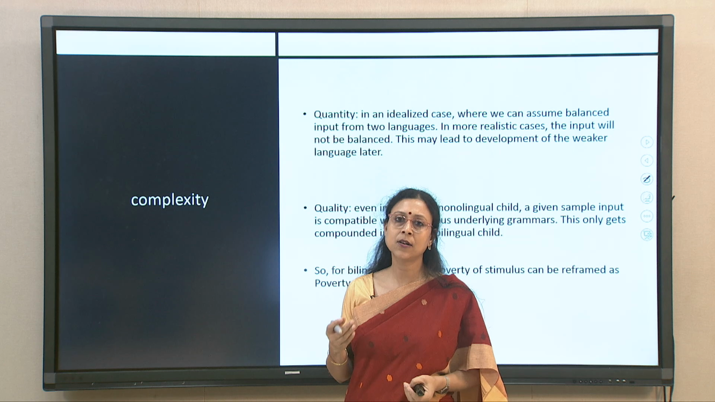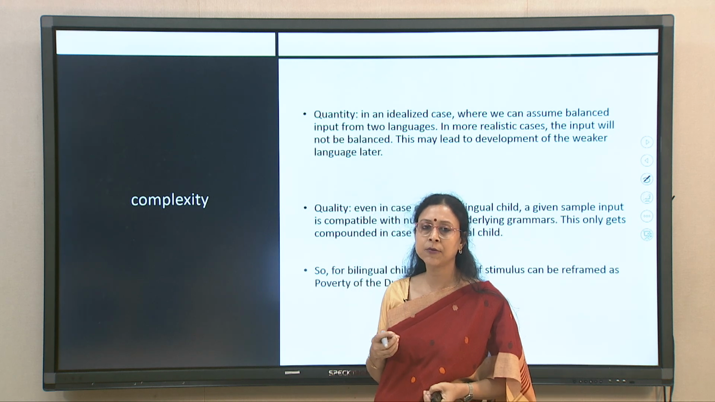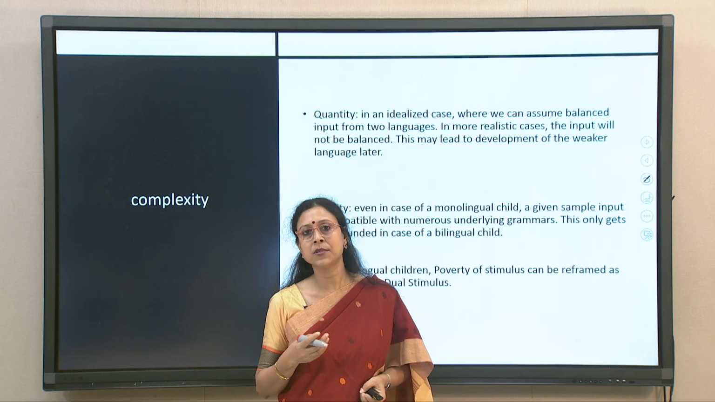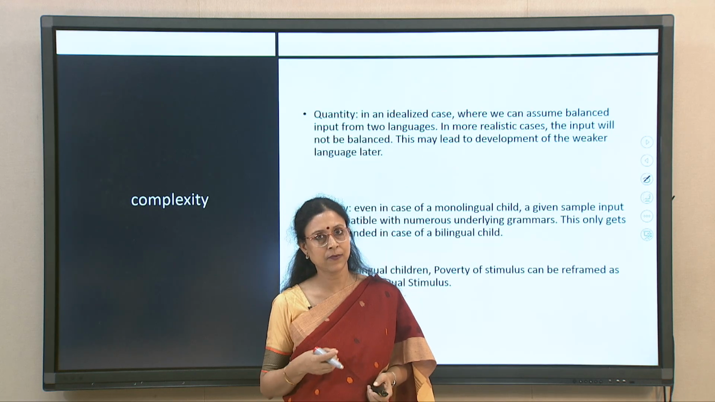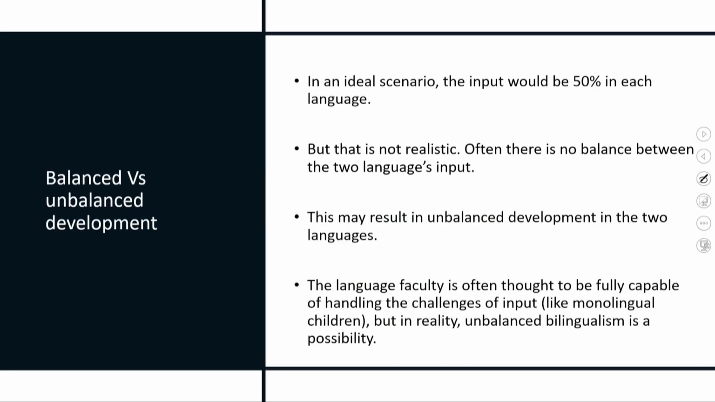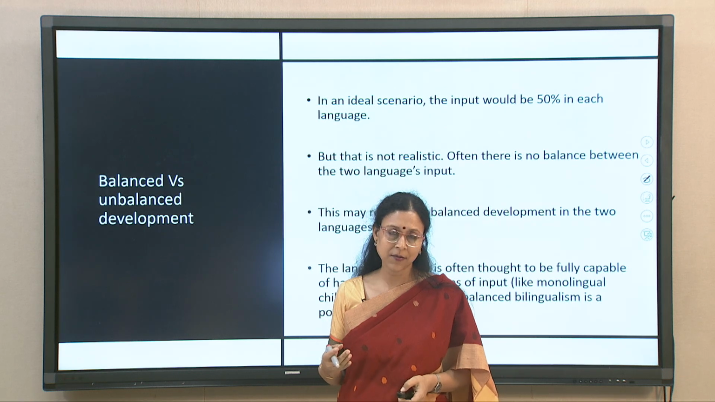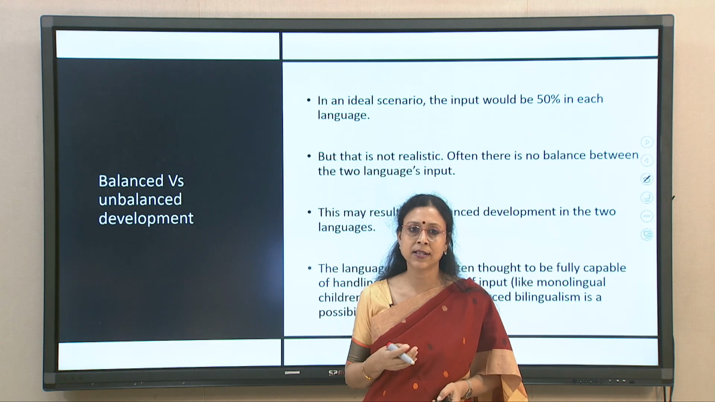Similarly, the quantity and quality of input of both the languages may not be equal. They may not be equal in terms of quality, may not be equal in terms of quantity, and that has also been looked at. Similarly, balanced and unbalanced development. All of these are part of the same poverty of stimulus idea, but it is a double poverty of stimulus in the case of simultaneous bilinguals.